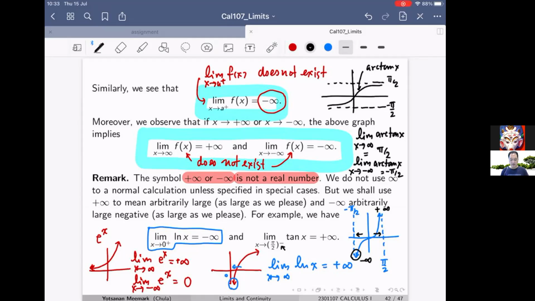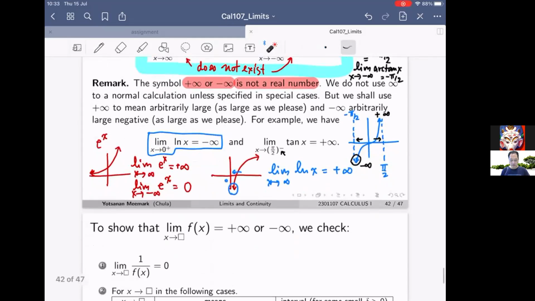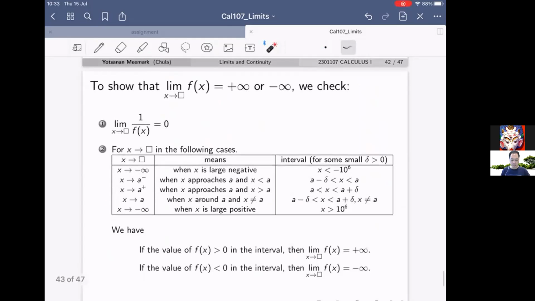Okay, go back to our section. In this section we concentrate on how to determine whether the limit of this function goes to negative infinity, or whether the limit will go to positive infinity. So to show that the limit as your x goes to somewhere of this function will be either positive or negative infinity, we need to check two things.